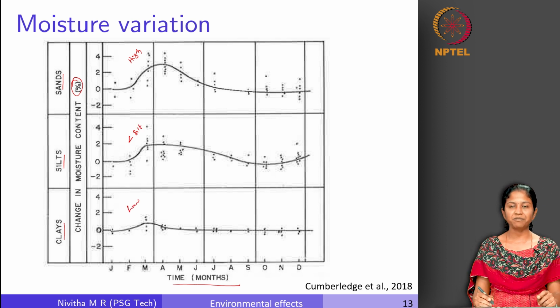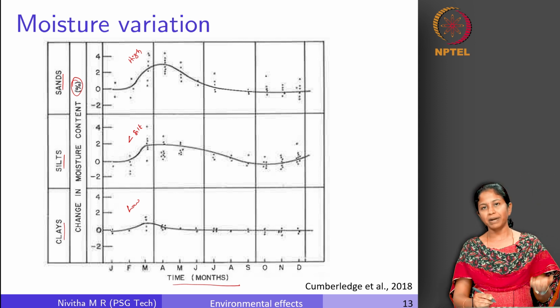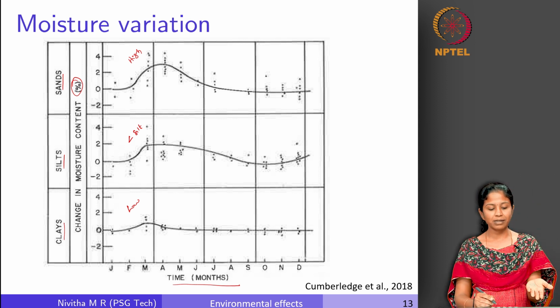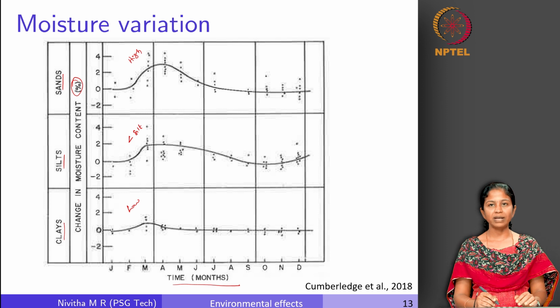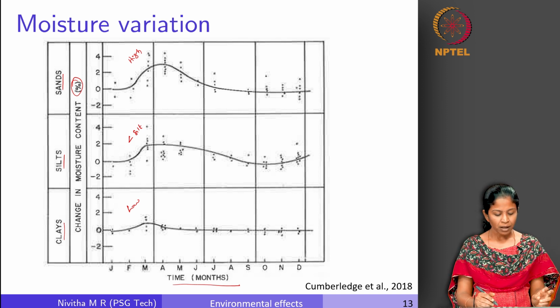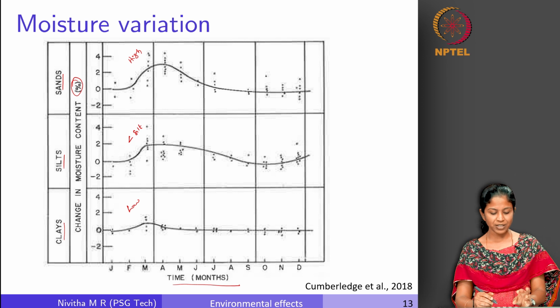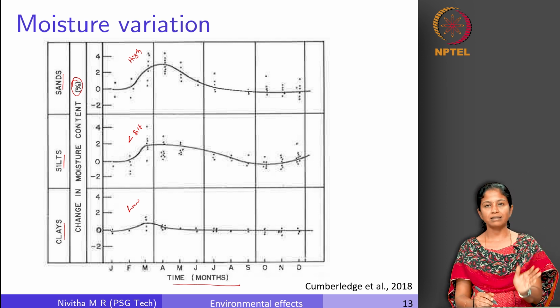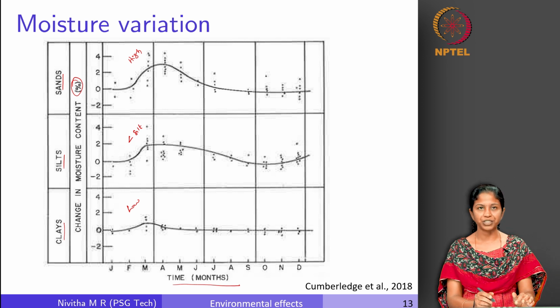Again, this is for a specific location, and this might tend to vary. Only the type of soil is given; the gradation and all the other aspects of the soil are not mentioned here and are subject to vary, but this is a typical trend that we will see. If you have a clay, it has very little change in moisture content, again for this location. If you have sands, there is relatively higher variation in moisture content.